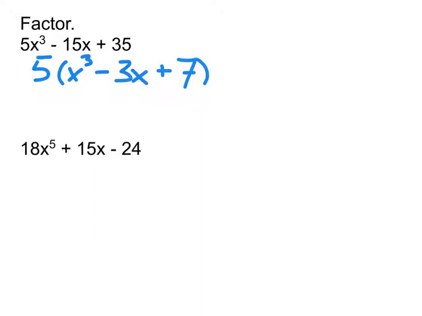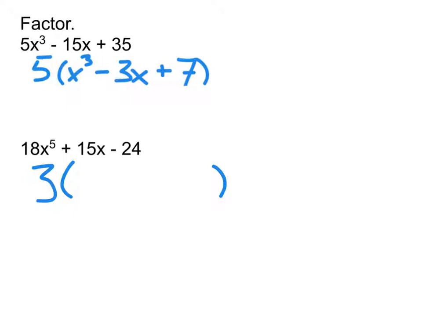Factor that second problem out down there. Remember, write down the original as well as your answer. So the big question in answering this and factoring it is, what number is going to go in front of those parentheses? In other words, what can I divide 18, 15, and 24 all by? So what can I divide them all by? 3. So that tells me that I'm going to have a 3 out front of my parentheses.